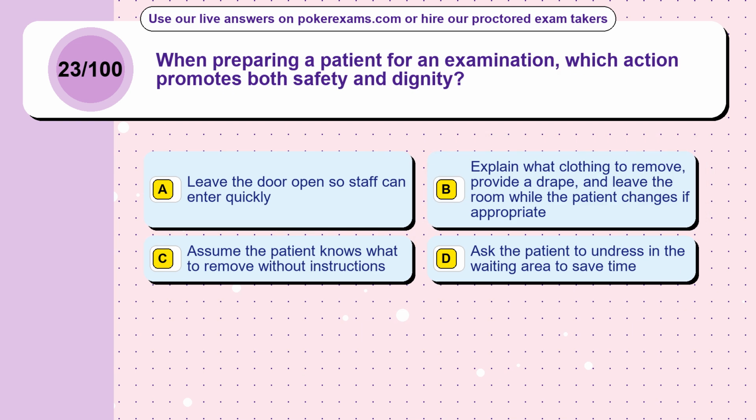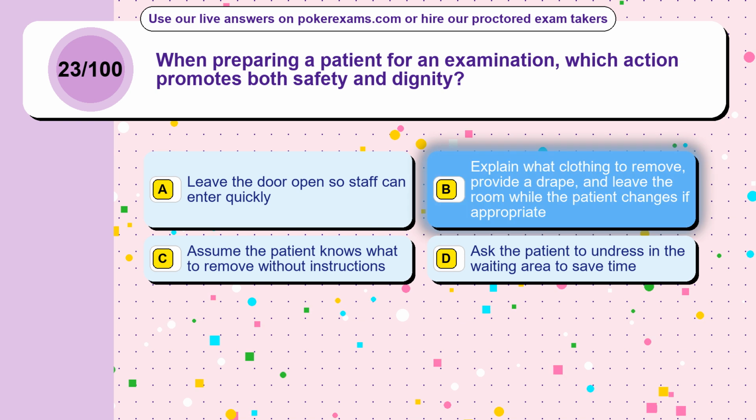Question 23. When preparing a patient for an examination, which action promotes both safety and dignity? Option A. Leave the door open so staff can enter quickly. Option B. Explain what clothing to remove, provide a drape, and leave the room while the patient changes if appropriate. Option C. Assume the patient knows what to remove without instructions. Option D. Ask the patient to undress in the waiting area to save time.